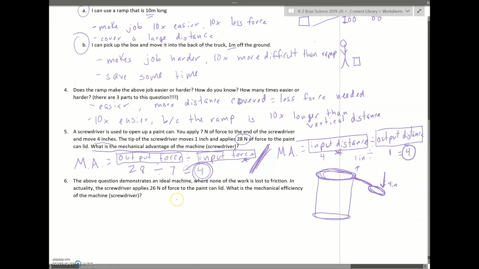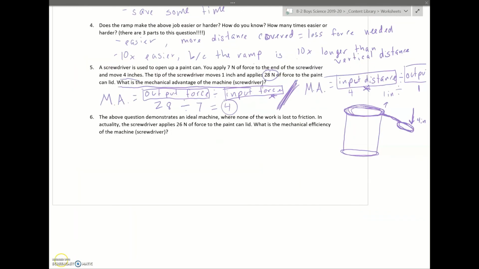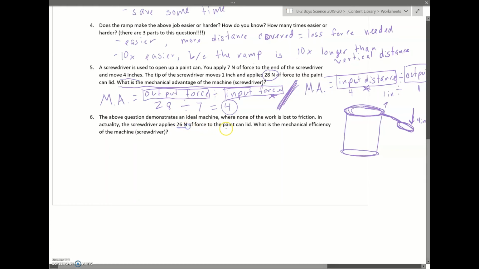Number 6 says, the above question demonstrates an ideal machine, where none of the work is lost to friction. In actuality, the screwdriver applies 26 newtons of force to the paint can lid. What is the mechanical efficiency of the machine? In this case, a screwdriver.